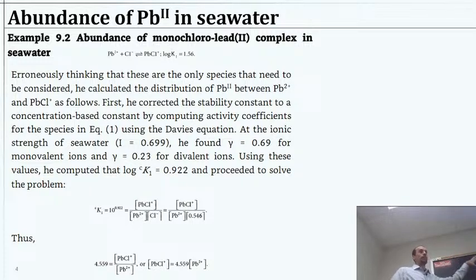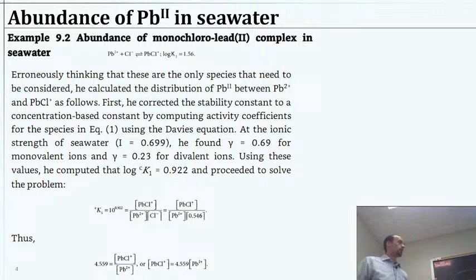So far, that's something that you probably could have done, right? It's like, okay, I've got an equilibrium constant, I've got the concentration of chloride, and I've got a total lead concentration. I could figure out how much is in which place. You've done problems like this already. So first, let me go back up. He calculated the distribution of lead between Pb2+ and PbCl+. First he corrected the stability constant for concentration-based, so he computed the activity coefficient. You've done that part, you could do that part.